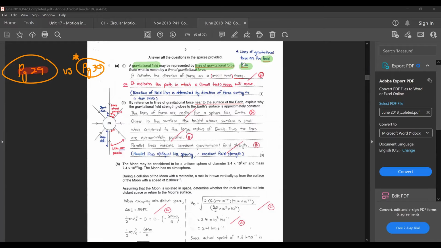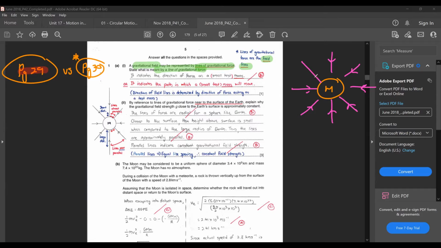Gravitational field may be represented by field lines, like what I mentioned in the first part of your lesson for this chapter. So state what is meant by a line of gravitational force. State what is meant by a field line. What does a field line actually tell you? In other words, if I have a mass here, the mass has a gravitational field around it like this, and it's directed inwards.